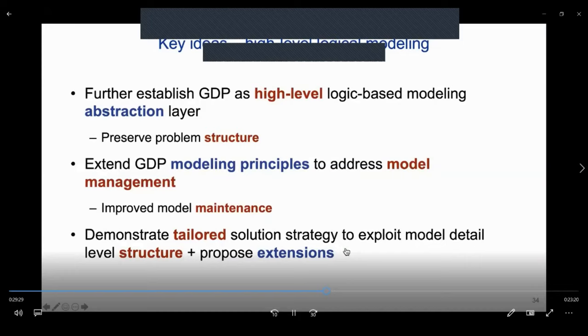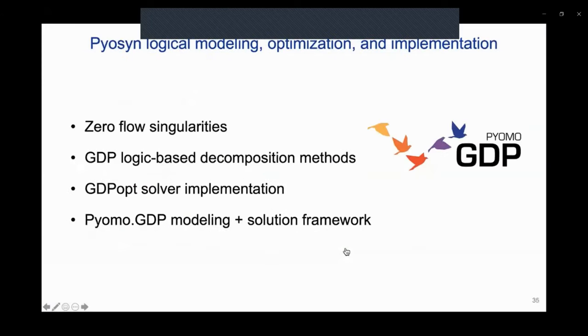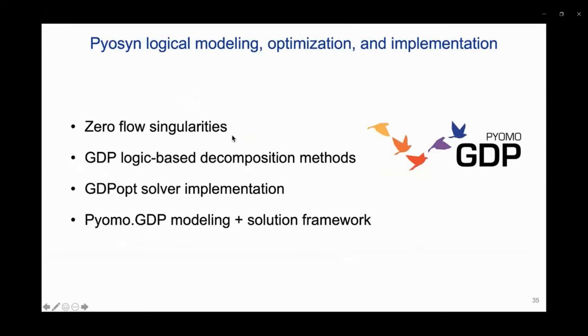So once you have the GDP, there are different options, as we'll see in a moment, on how you can approach them. So here, what are the issues with parallelism and logical modeling? Well, again, we want to avoid the issue of zero flow singularities. That's a big, big problem in superstructure optimization for nonlinear systems. In that case, the GDP, the logic base, is a nice way of avoiding that problem.